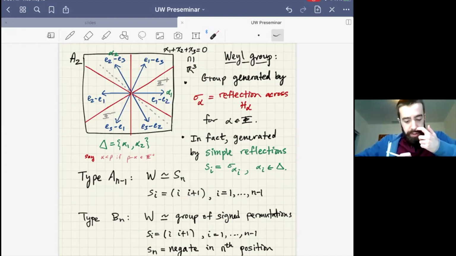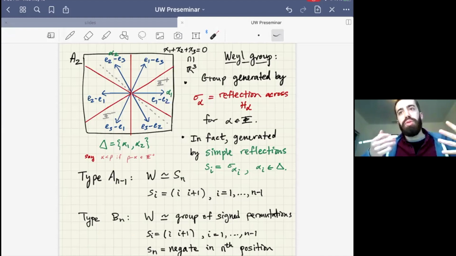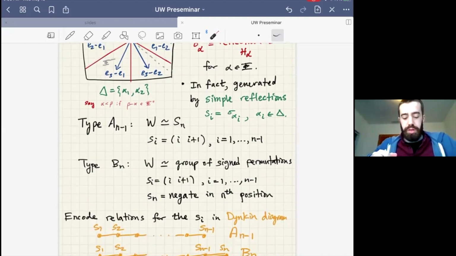So you can see this because I'm in this space where the sum of my coordinates is 0. If I reflect across the hyperplane perpendicular to some root e_i minus e_j, that's the same as swapping the coordinates in positions i and j of my vector. So all the symmetries generated by these reflections are exactly all permutations of my coordinates. So that's why the Weyl group is isomorphic to the symmetric group.